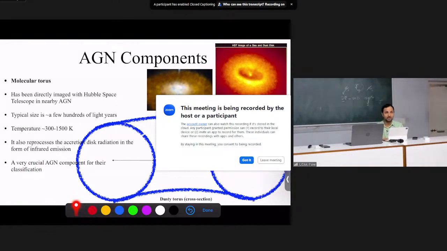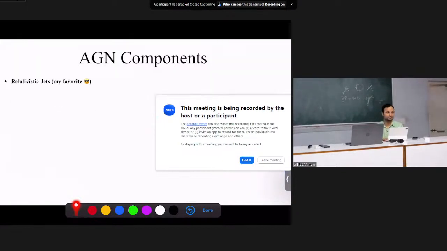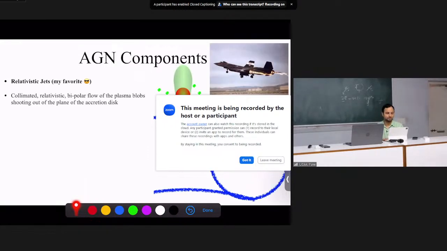Okay, now coming to the last part, which is my favorite. Favorite things always come last. Jets. Okay. What is a jet? A collimated, relativistic, bipolar flow of plasma blobs shooting out of the plane of the emission disk. So you can imagine a jet kind of structure in which plasma blobs are traveling with relativistic speeds.